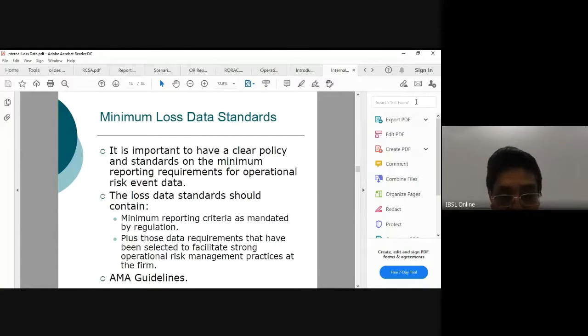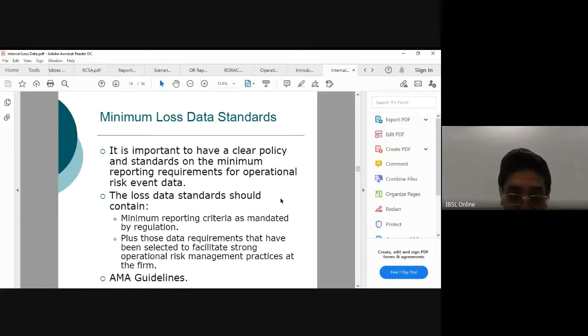Right, now we will go to the next one, that is minimum loss data standards. Now there should be a clear policy in the organization. Yes, any question? Minimum loss data standards. It is important to have a clear policy and standards on the minimum reporting requirements for operational risk event data.